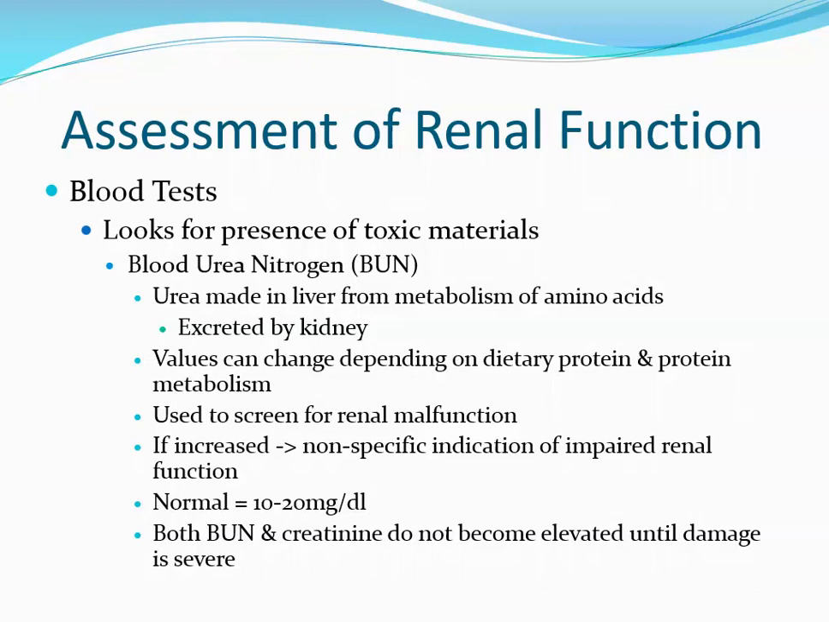Blood urea nitrogen is used to screen for renal malfunction. If the levels are increased above normal, this is a non-specific indication of impaired renal function. Normal values should be between 10 and 20 milligrams per liter. Both blood urea nitrogen and creatinine don't tend to become elevated until kidney damage is severe enough to reduce the kidney's reserve capacity.